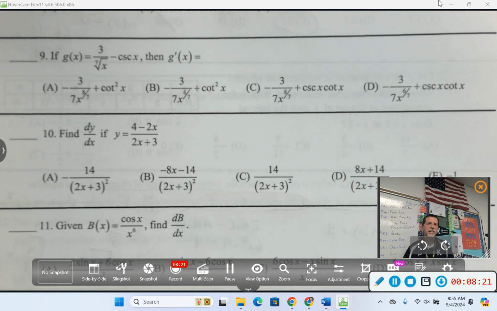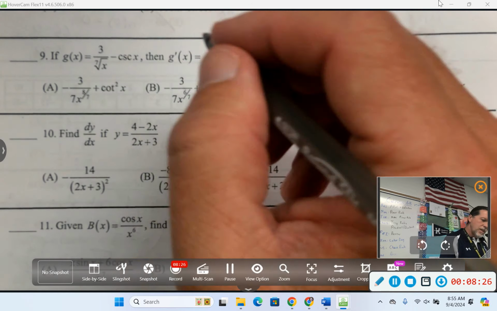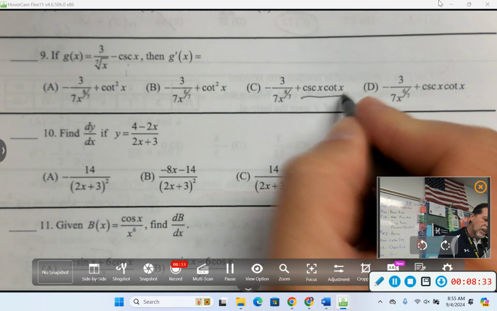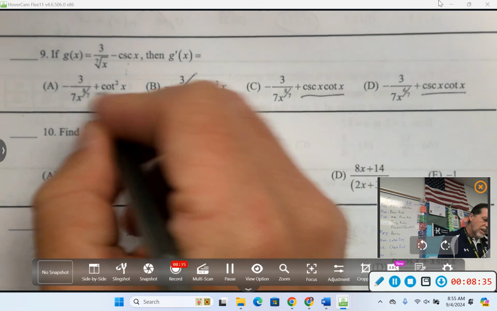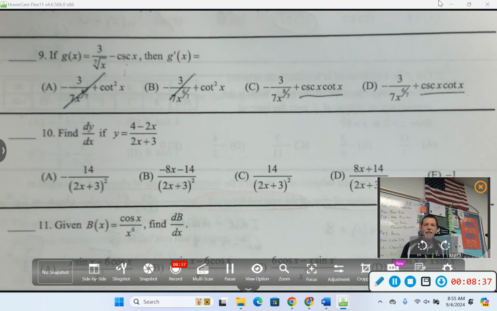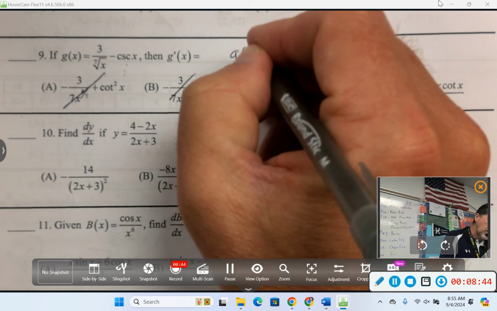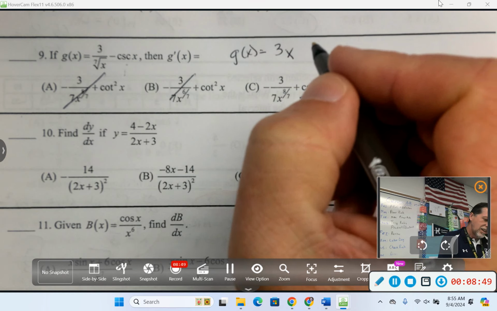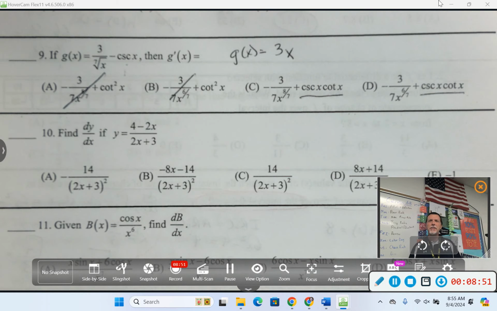Number 9. Oh, here we go. Derivative of cosecant is negative cosecant cotangent. Well, so I'm down to C and D. I think I need to rewrite that first part as x to the, what power would that be? A 7th root in the denominator. Negative 1/7.